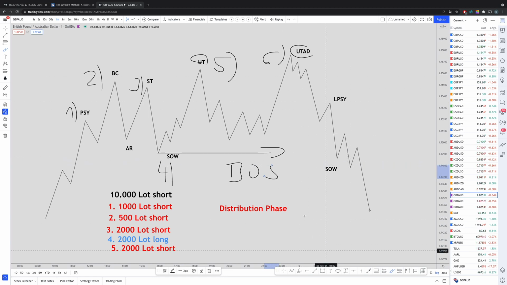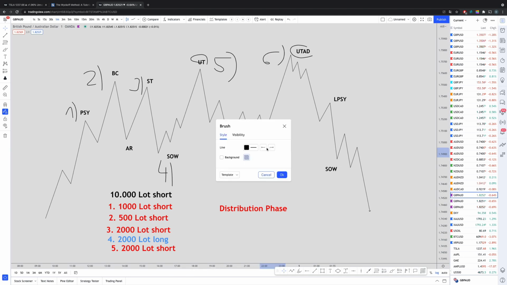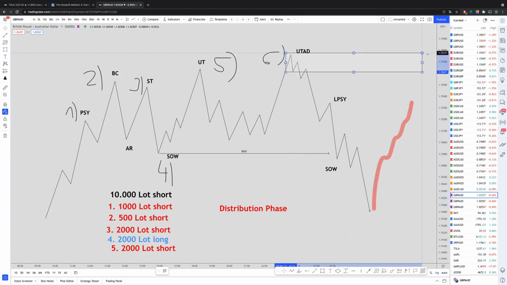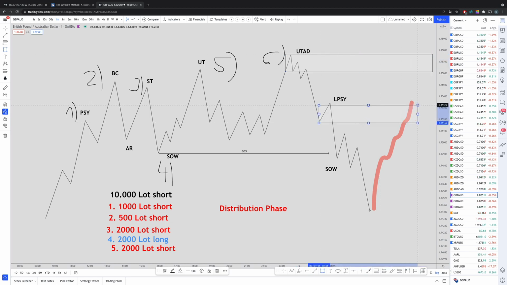Okay, so we will then look for a supply zone. Let me just delete that thing right now, just to make it clearer for you. Like I said already, one of these two points will lead into a break of structure, and the break of structure can be here, like in this example. Price will then move up, and we will look over here for a supply zone. You can also look here for a supply zone.